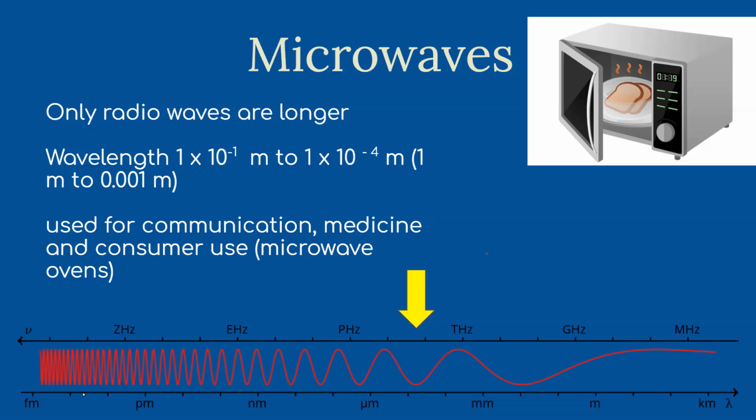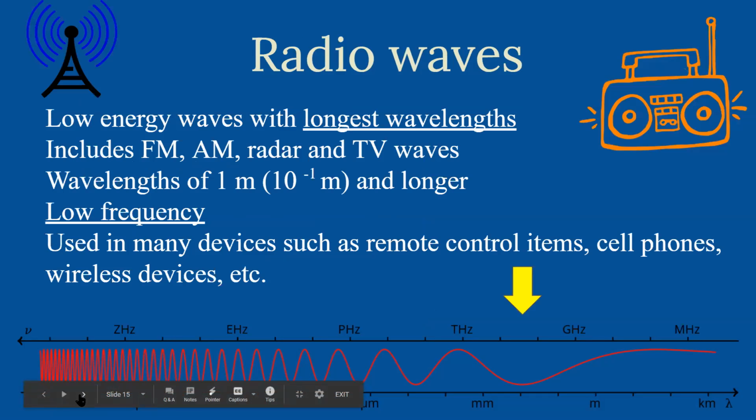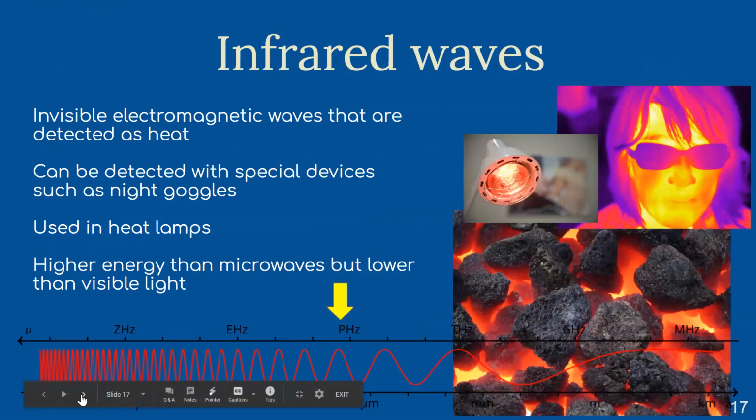So all it's saying is only radio waves are longer. So radio waves have longer waves than microwaves. But the frequency is not that high, so it's gonna be low energy. So next we got infrared.